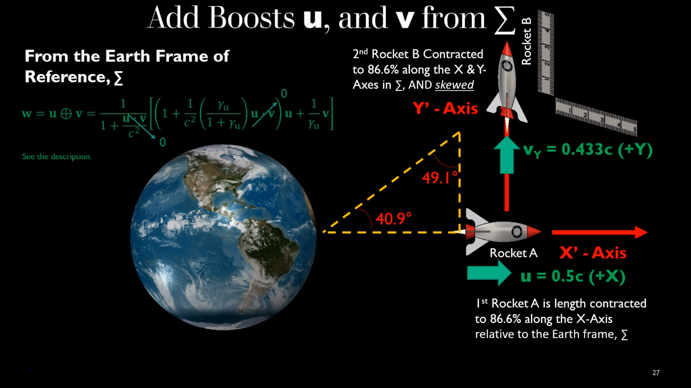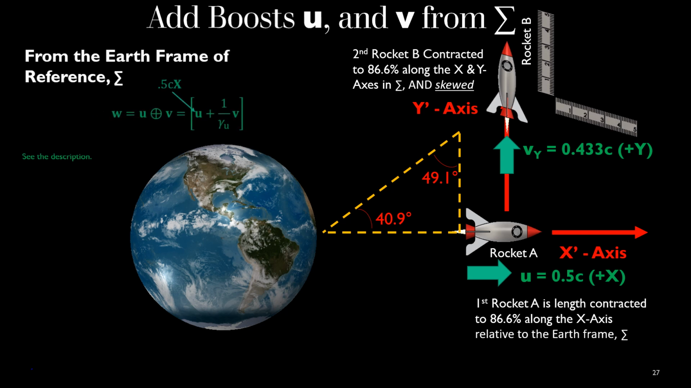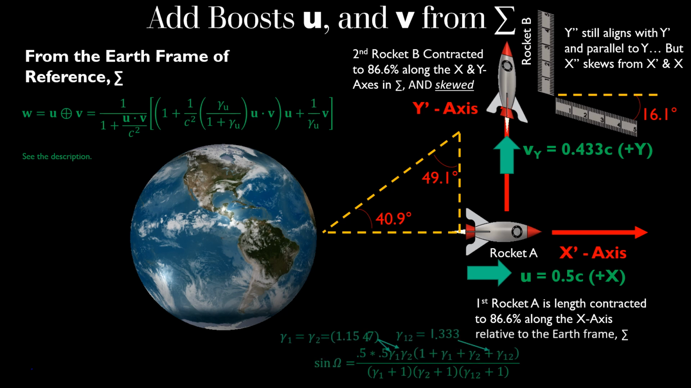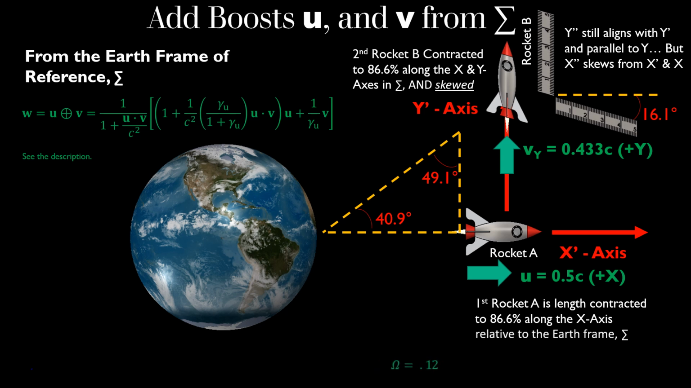The velocity addition formula for the vector form of u and v describes the relative rocket B trajectory shown, but considers v relative to sigma prime as shown in the previous slide. In the case shown, x double prime skews from x by 16.1 degrees. Where did that come from? This is not the 8.2 degrees we're expecting from the Thomas-Wigner rotation. One formula to calculate this rotation is shown.